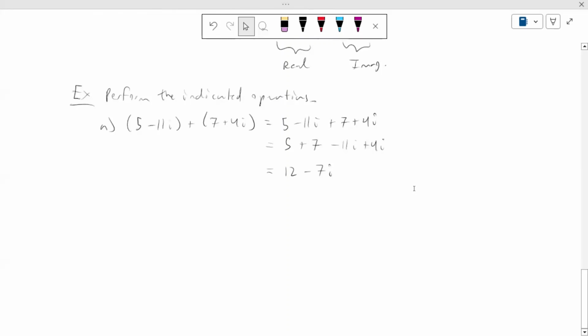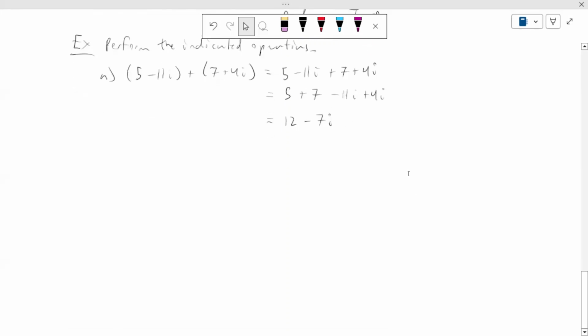Any questions on that at all? I'll scroll up a little bit there. All right, good. So now let's go on to part B. Let's say we do negative 5 plus i, and we're subtracting from that negative 11 minus 6i. So we can drop the parentheses, but don't forget you have to distribute the negative sign here.